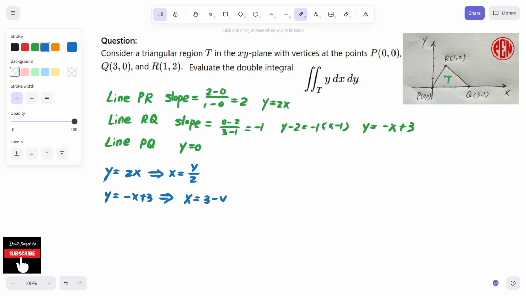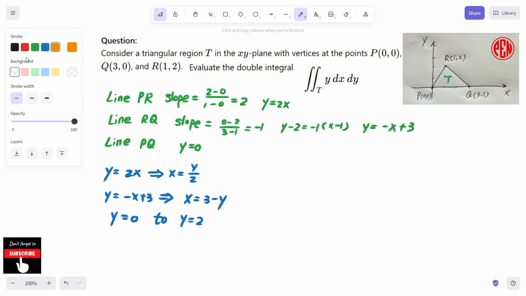Looking at the triangle, for a fixed y between 0 and 2, the left edge of the triangle is the line y equals 2x. Solving that for x, we get x equals y divided by 2. The right edge is the line y equals negative x plus 3. Solving for x again, we get x equals 3 minus y. So for a fixed y value, x goes from y divided by 2 on the left to 3 minus y on the right. And y ranges from 0 at the bottom up to 2 at the top.